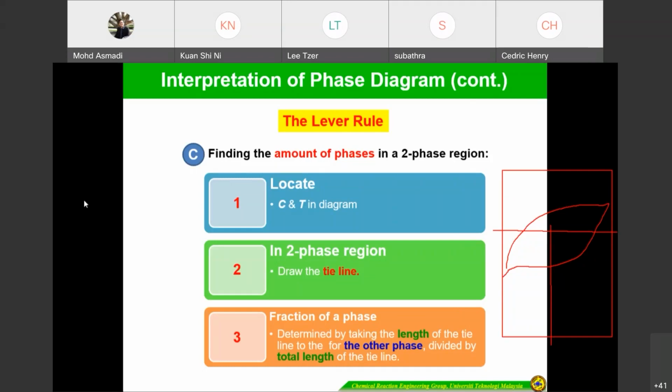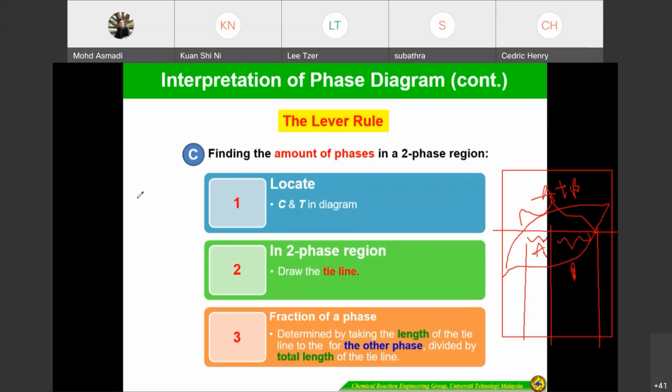And this one also has a tie line. Let's draw the tie line. So what is the meaning of this one? It is determined by taking the length of the tie line to the other phase divided by the total length. This is the total length. This one is A, this one is B, and this one is A plus B.